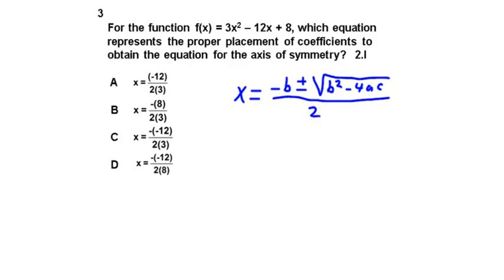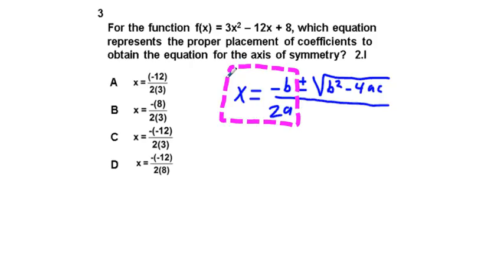Let me write the 2a over to the left. And this part here that I'm boxing in is the axis of symmetry formula. So that's going to be x equals negative b over 2a.